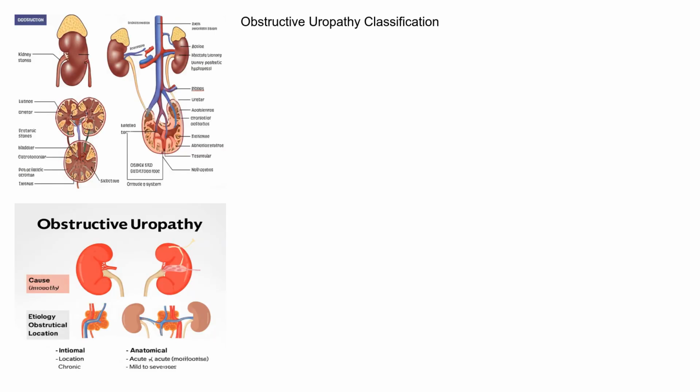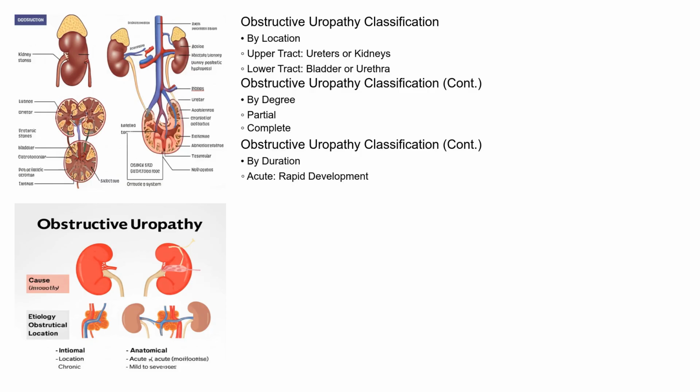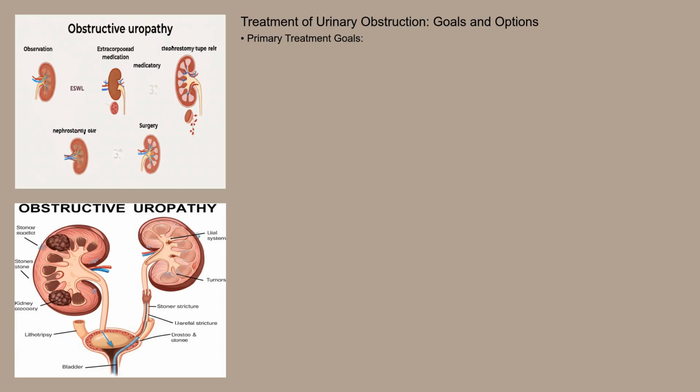Obstructive uropathy can be classified based on several factors. By location, it can be upper tract obstruction affecting the ureters or kidneys, or lower tract obstruction affecting the bladder or urethra. By degree, it can be partial or complete. By duration, it can be acute, meaning it develops rapidly, or chronic, meaning it develops slowly over time. Considering the etiology, it is also common to categorize based on the causative factor: obstructive uropathy due to kidney stones, BPH, tumors, etc.